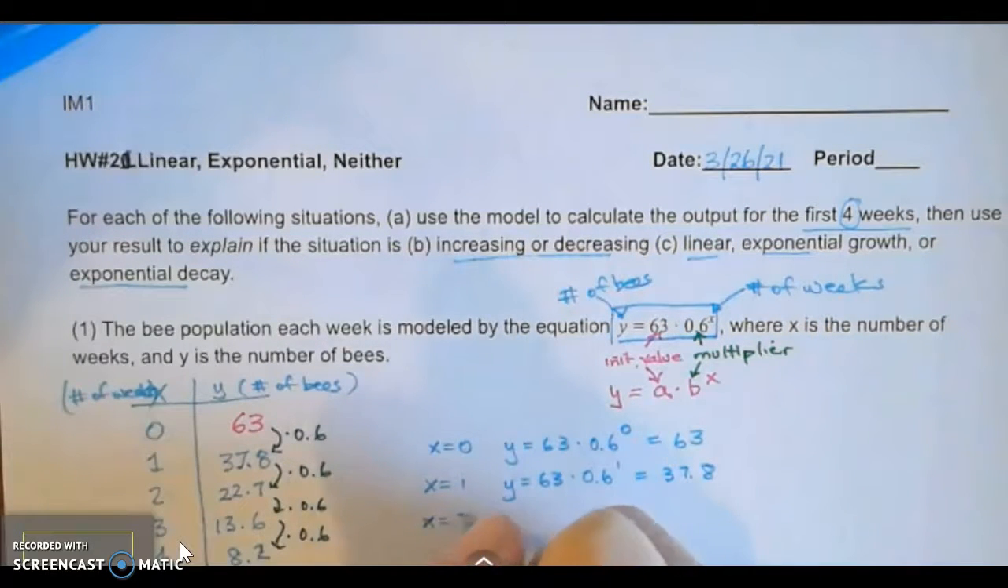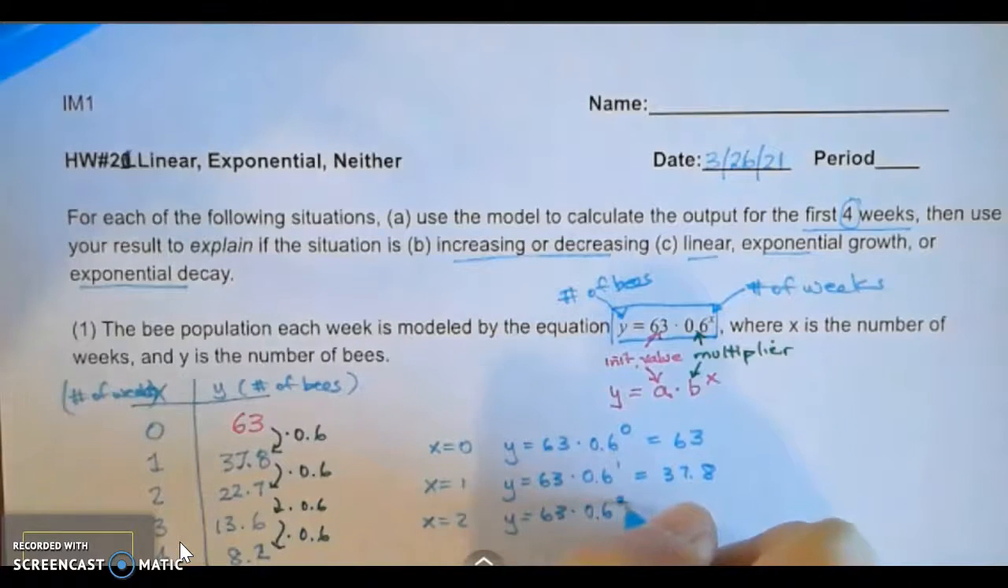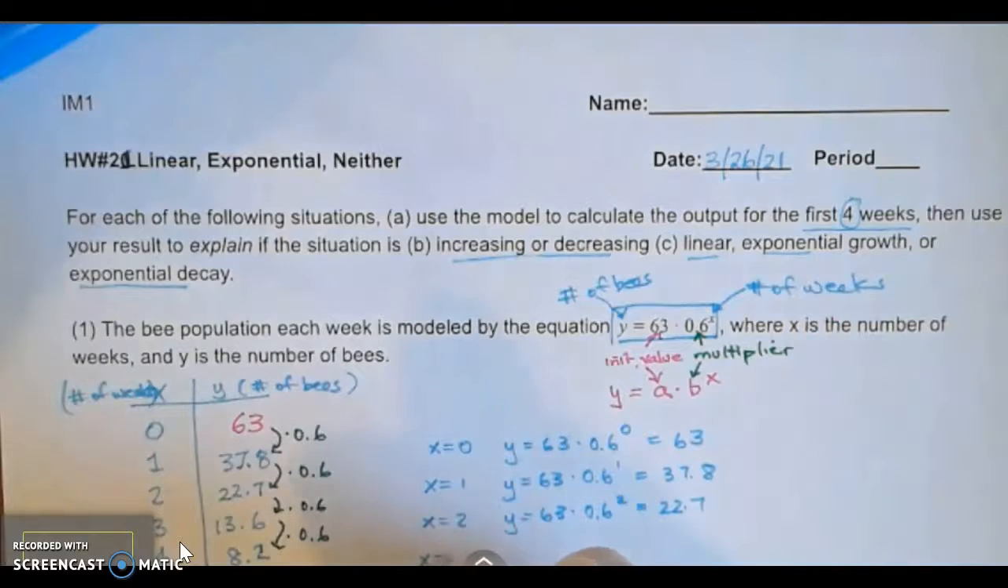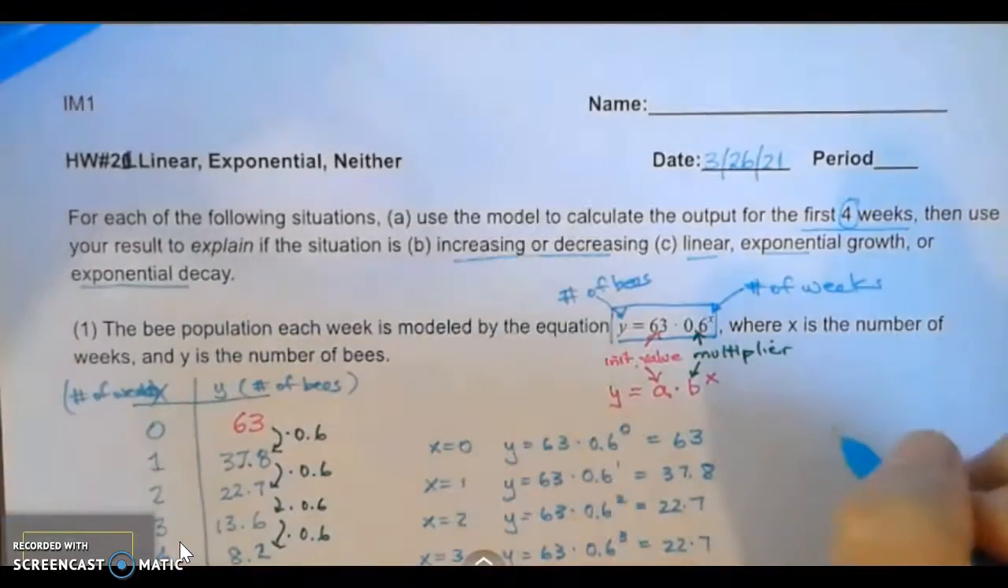And then x is equal to 2. That's going to be y is equal to 63 times 0.6 to the power of 2, which is the same as 22.7. And so on. Then x is equal to 3 is going to be y is equal to 63 times 0.6 to the power of 3, which is going to be 13.6, and x is equal to 4 is going to be y is equal to 63 times 0.6 to the power of 4, which is approximately 8.16.